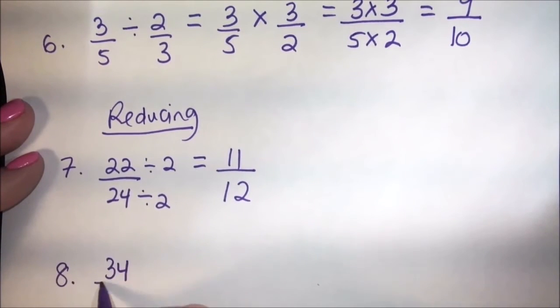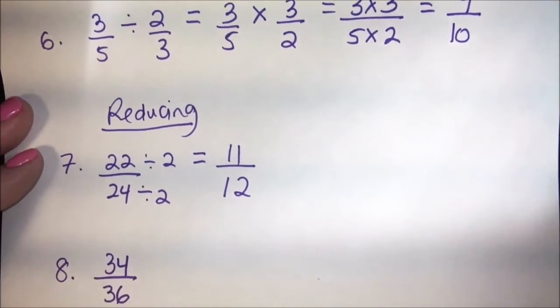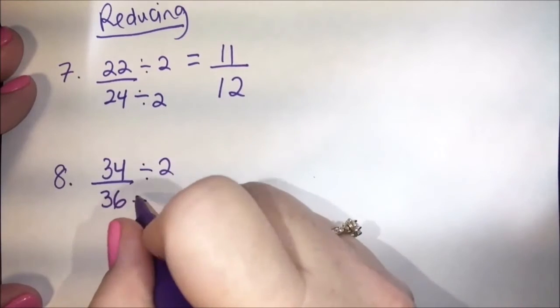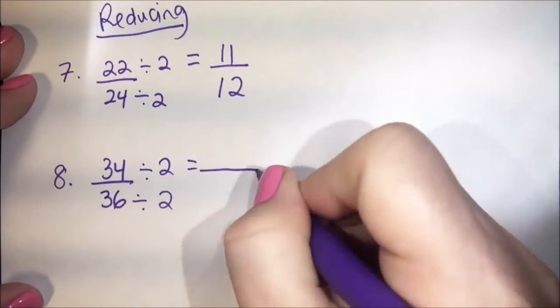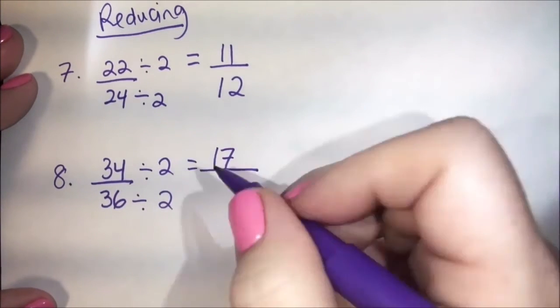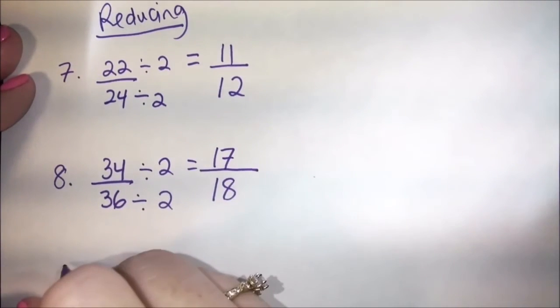Number 8, let's say we had 34 over 36. What can you divide these by? Well, we can divide 34 by 2, and we can divide 36 by 2. So 34 divided by 2 would be 17, and 36 divided by 2 would be 18.